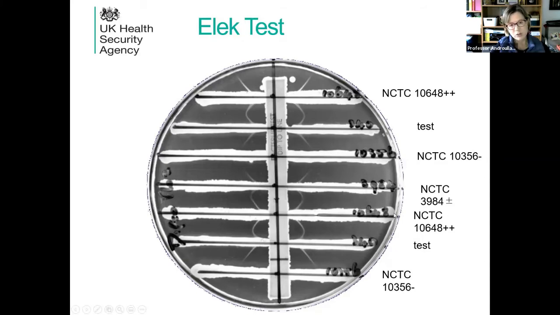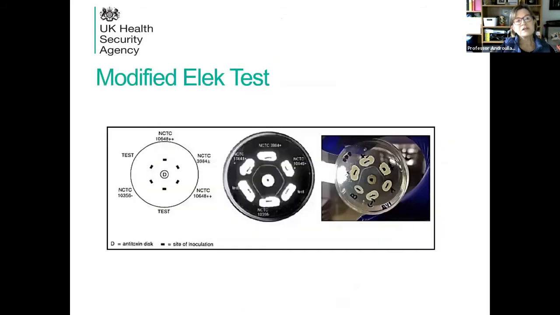This is a form of immunoprecipitation, and if the test strain is positive, it will form an arc of precipitation with the toxin positive control. If negative, the arc will not form. As I said, this is a very, very specialized test, and it's quite difficult to prepare if it's not done on a normal basis. Okay, this is much simpler.